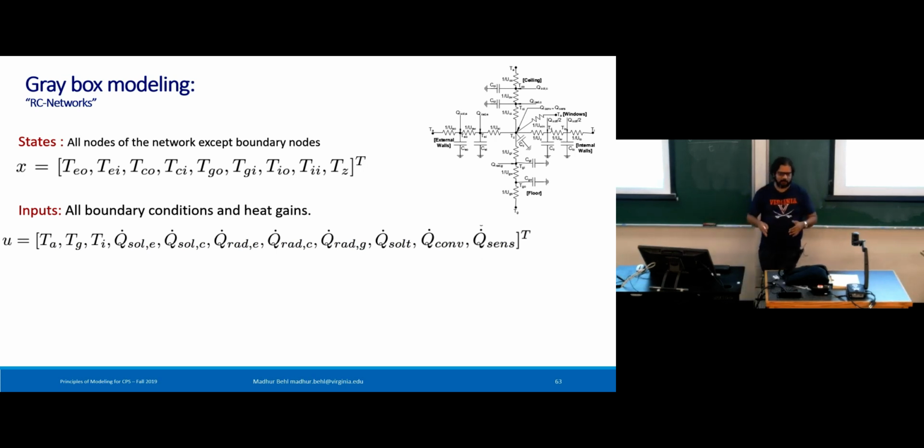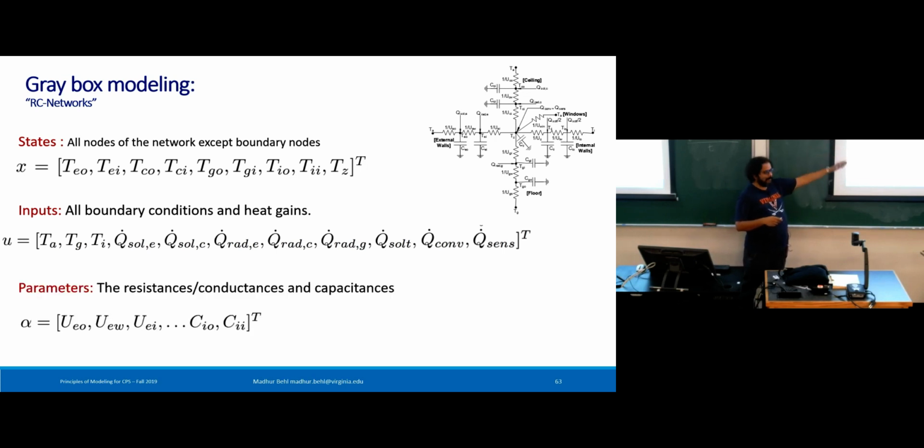So we make a distinction between internal heat gains as being convective, or when it's from the HVAC, you can usually see in literature it's called QHVAC or Q sensible load or sensible gain. These are all boundary conditions and inputs to our state space model. And we have a bunch of parameters, which are the conductivities and the capacitances of this model. We can denote all of that by alpha.